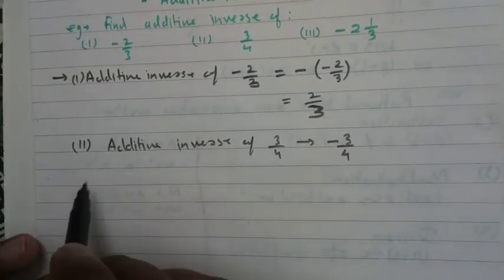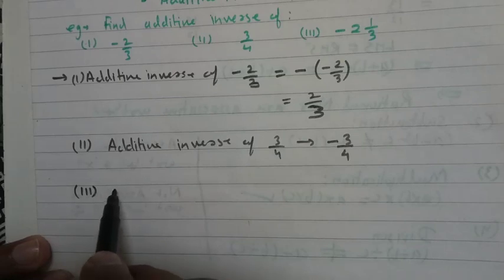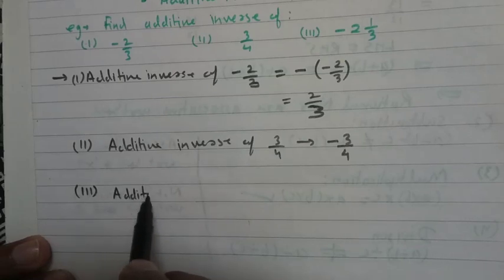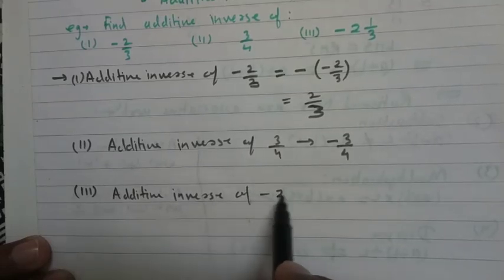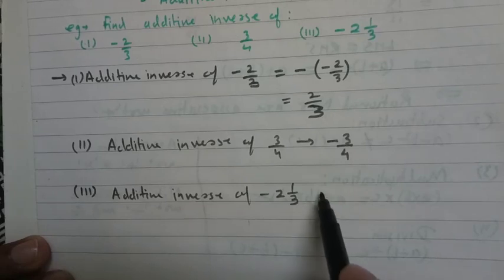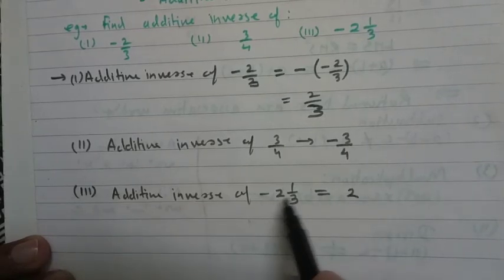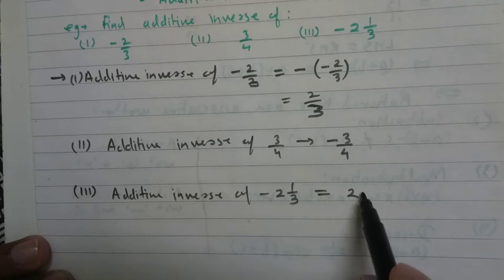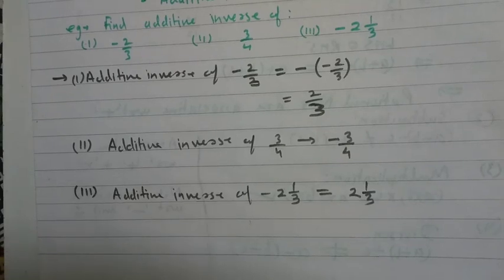Okay, now let's move to the third one. The given number is a mixed fraction, minus 2, 1 by 3. So what I said, you need to simply change the sign. So it will be 2, 1 by 3. Only the sign is changed. That is the additive inverse. Hope you have understood this also. Let's move to the sixth property.